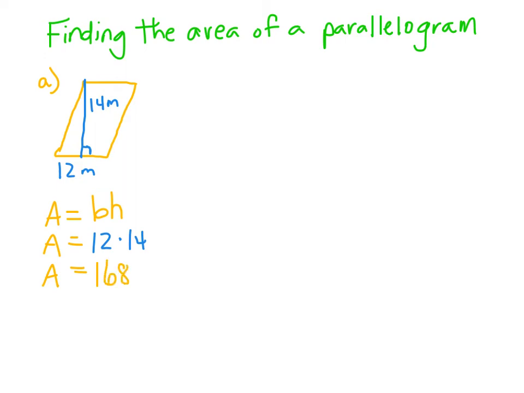Am I finished? No. Because we're talking about area, we have to put in our meters, and because it's area, it's always squared. So you have to put your little 2 above it. And then this is your final A, so that's the one you would circle.